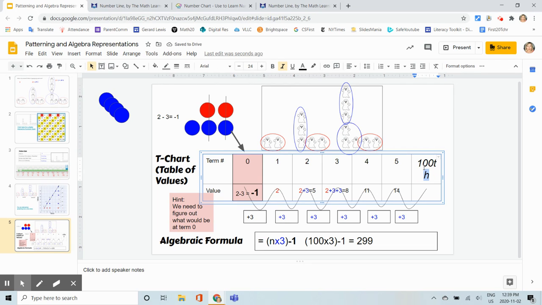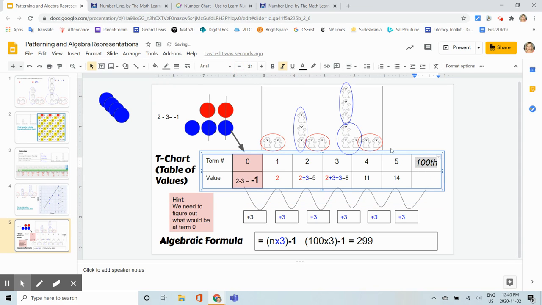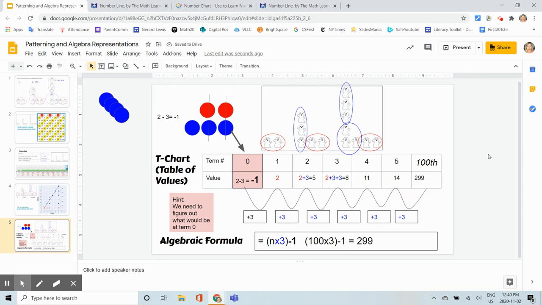So I'm going to make this a little smaller. We weren't looking at our 12th term there. We were looking at our 100th term. So our 100th term would be the answer, 299. So I just hope that that helps to give you a visual about what is happening in our standard algorithms.